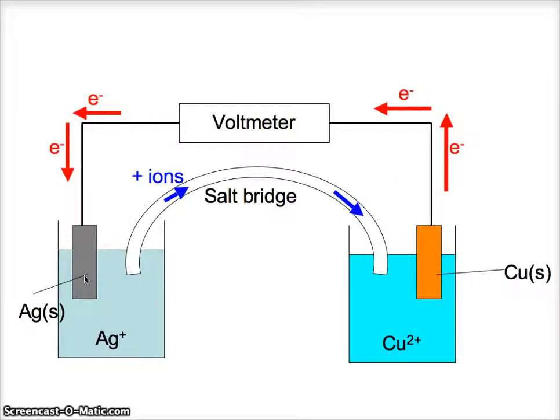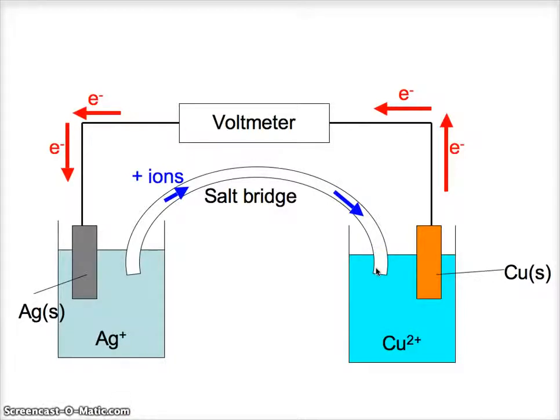In order for this to happen, we also need a salt bridge, and a salt bridge is essentially a glass tube that allows the flow of ions to go through. When we have a large flow of negative electrons flowing from one side to the other, we're going to need a flow of positive ions from one side to the other to counteract that.